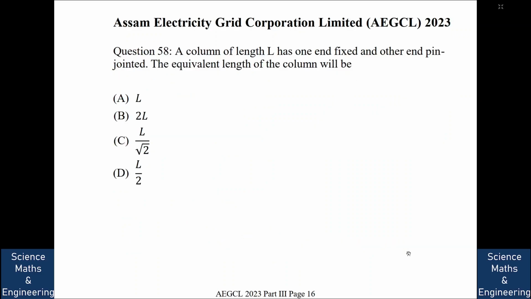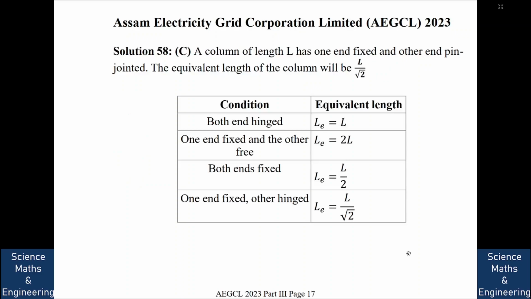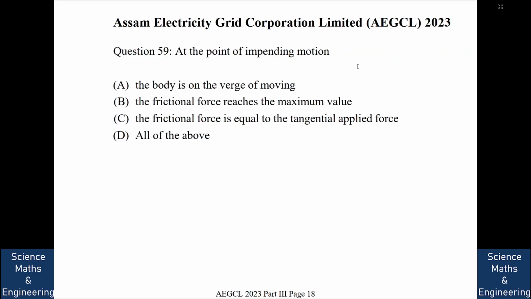A column of length L has one end fixed and the other end pin jointed. The equivalent length of the column will be: if we have both ends hinged, then the equivalent length is L. If we have one end fixed and the other free, then the equivalent length is twice L. If both ends are fixed, then the equivalent length is L by 2. Whereas if one end is fixed and the other is hinged, then our equivalent length is L by root 2. So in our case, it is one end fixed and one end pin jointed, so it will be L by root 2. So go to the next question.